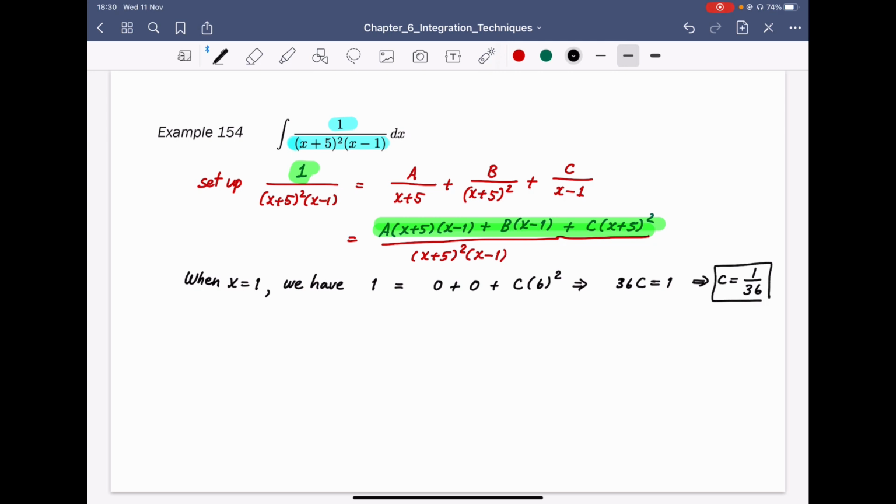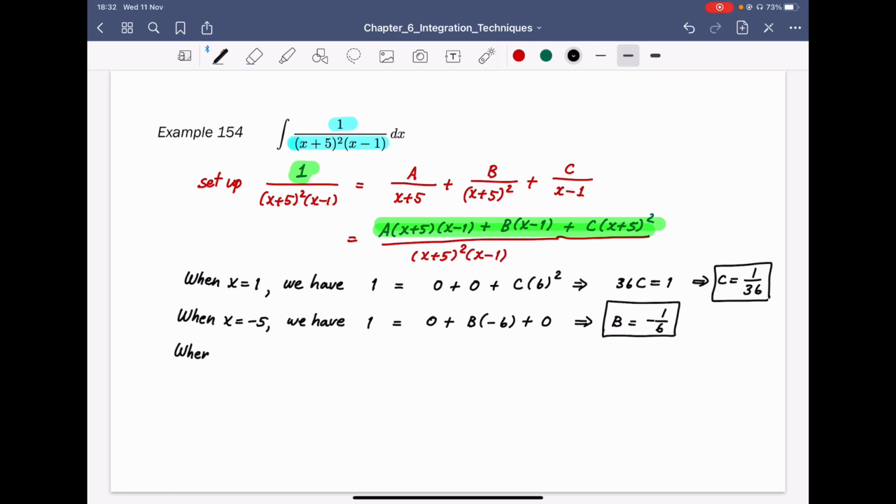Good. Next we have x equal to negative 5. The reason I pick negative 5, of course, is because I have x plus 5 on the right hand side. So this term is going to be 0, plus B times negative 6, plus 0. Which means I have B equal to negative 1 over 6. Well, that's a piece of cake.